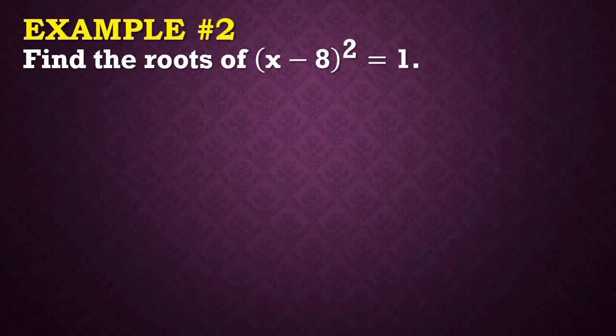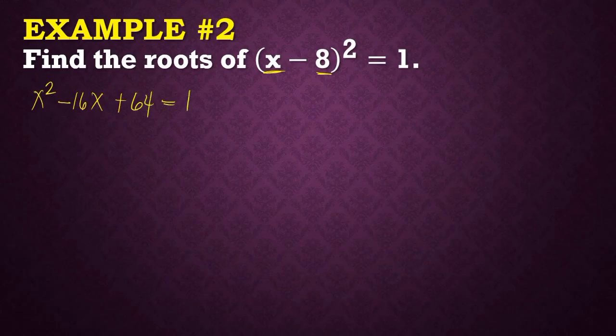So, for the next example, find the roots of the quantity x minus 8 squared is equal to 1. So, squaring a binomial, yung process niya, we square the first term, so x times x, that is x squared. And then, twice the product of the first and second term, x times negative 8, and then twice, times 2, negative 16x. Next, square the last term, negative 8 squared, that is 64, equals 1.